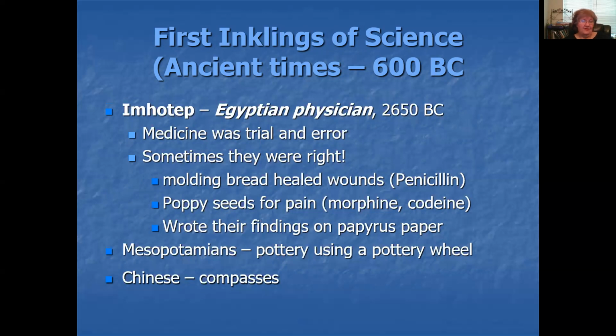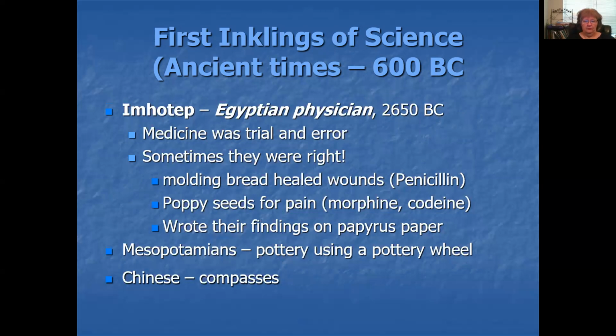Now, did they try to figure out that was the reason? No. They just knew that putting moldy bread helped heal wounds. They would give people poppy seeds for pain. Well, poppy seeds is actually where we get today's painkillers, codeine and morphine. They are derived, or pulled out, of the poppy seed plant. So they didn't know why. They just knew that giving someone poppy seeds helped with their pain. Those are just 2 examples of them trying stuff and seeing if it worked. If it worked, that's great, but a lot of times they had things that didn't work. So they wrote all this down on that papyrus paper I told you about.